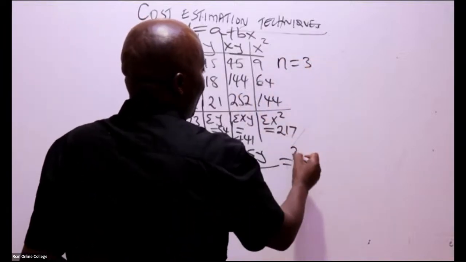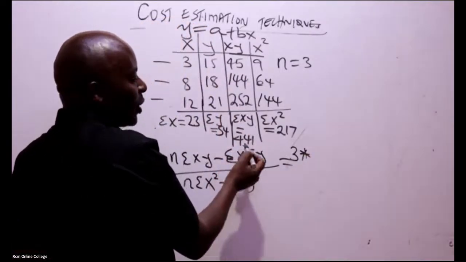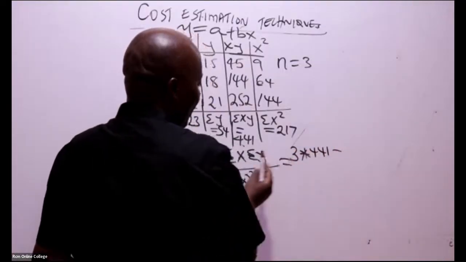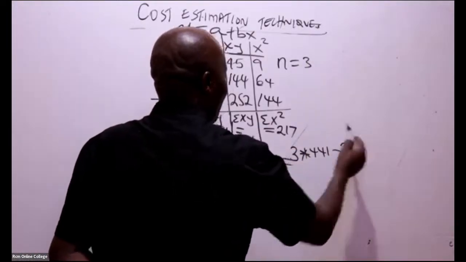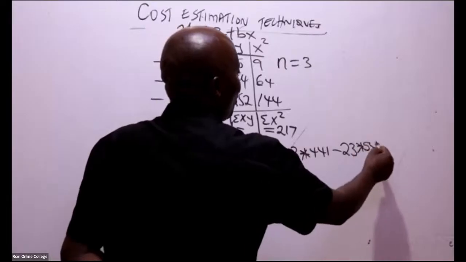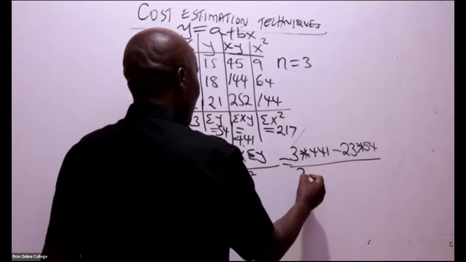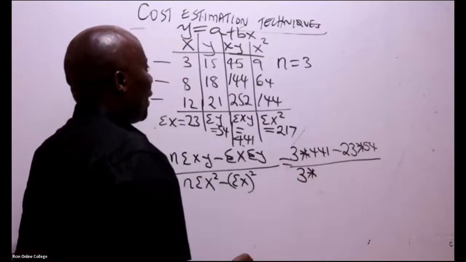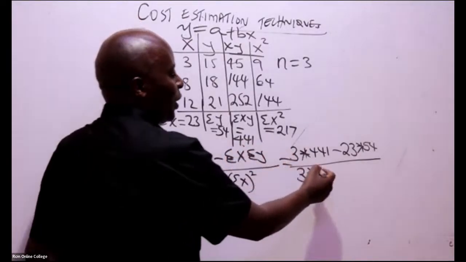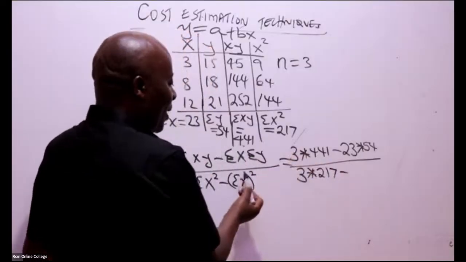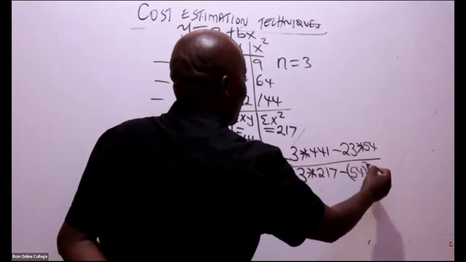So then we have here 3 times the sum of xy. The sum of xy, already we have it. It is 441 minus the summation of x, which we already have, 23, times the summation of y, which is 54, all over n again, which is 3, times the summation of x squared. The summation of x squared, already we have it, 217, minus the summation of x in brackets, squared like that.